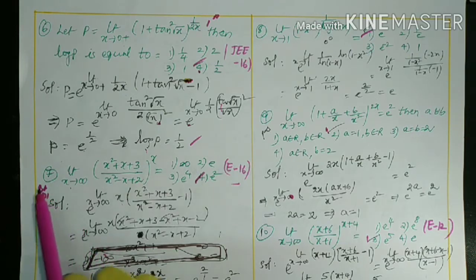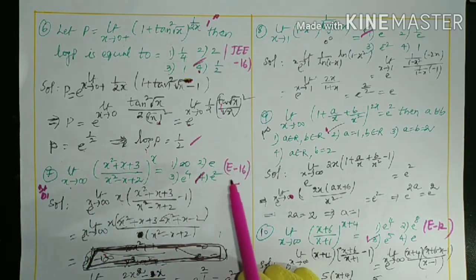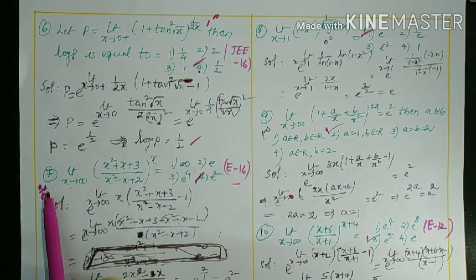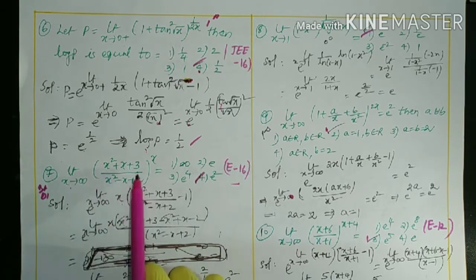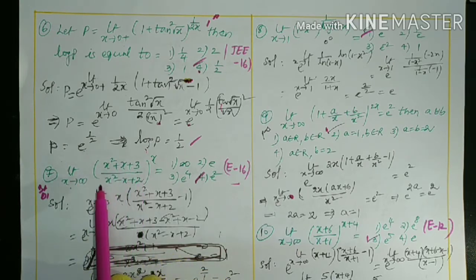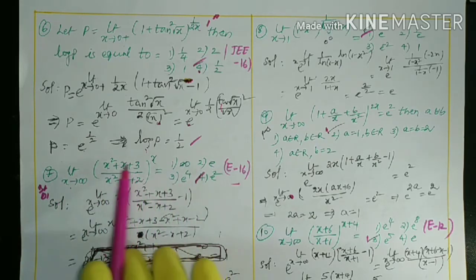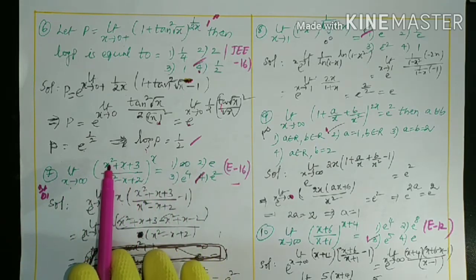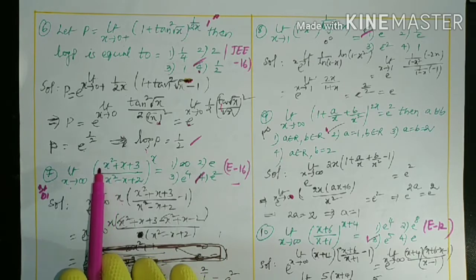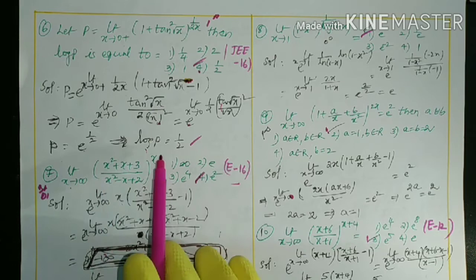Now come to another question, given in MSET 2016. The limit as x tends to infinity of (x square plus x plus 3) by (x square minus x plus 2), overall power x, is asked. Here also we can observe that in the limit at infinity case, the two powers are equal, meaning the a1 by b1 form. This is 1 by 1, so it is 1 power infinity.